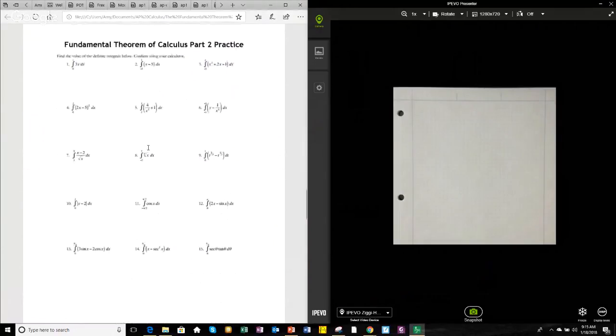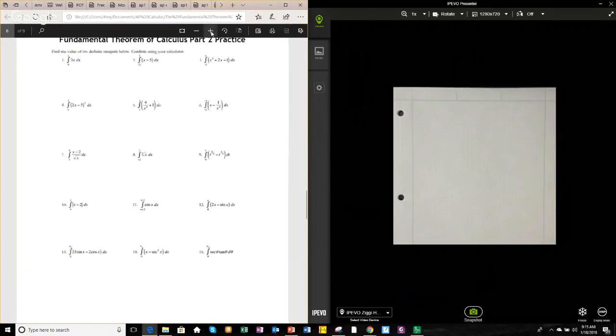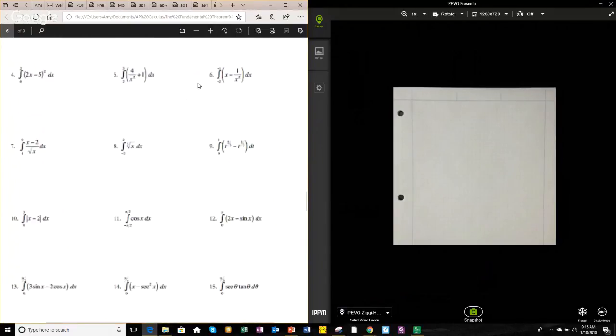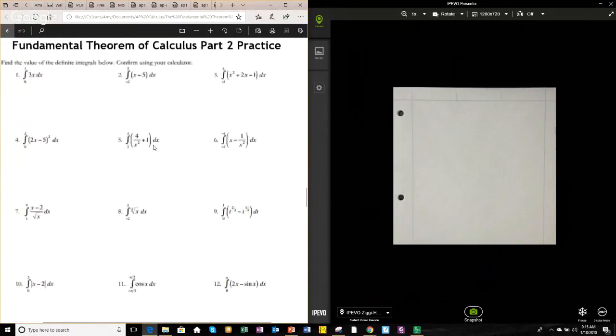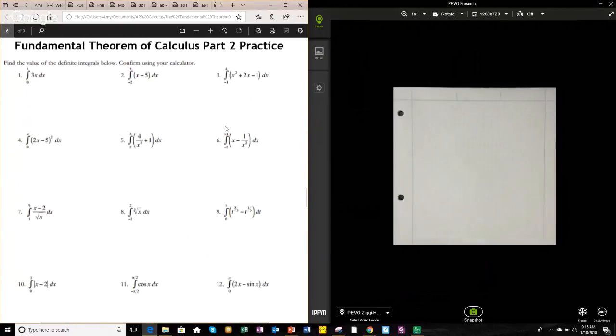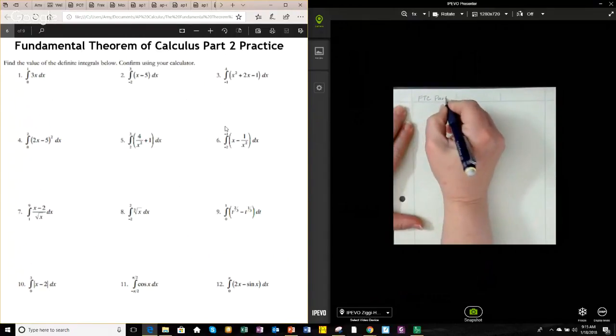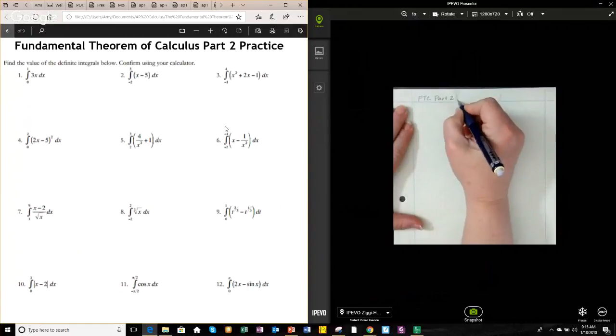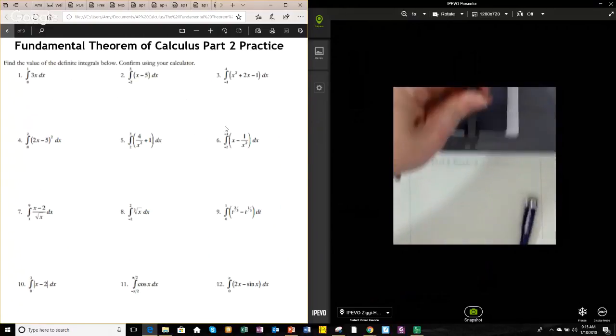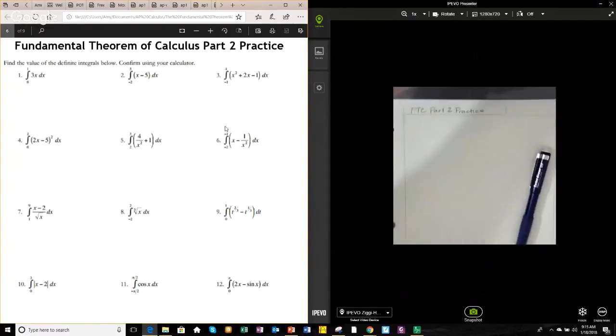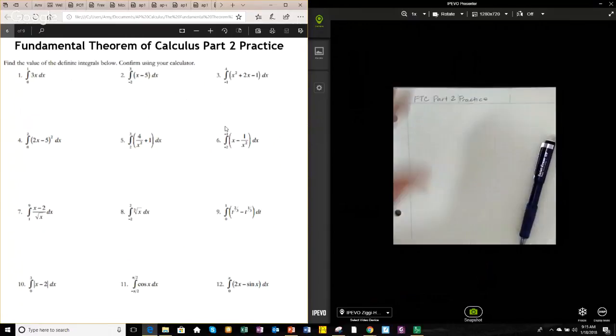So I'm going to flip to the page where it says Fundamental Theorem of Calculus Part 2 Practice, and hopefully expand this so we can all see it. All right, let's see here. So what we're going to do is practice some of these, and I'm going to call this the Fundamental Theorem of Calculus Part 2 Practice. That's pretty small, so let's see if we can make it bigger. It's called adjusting in the middle of your video. Okay.